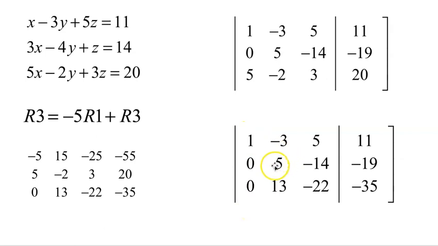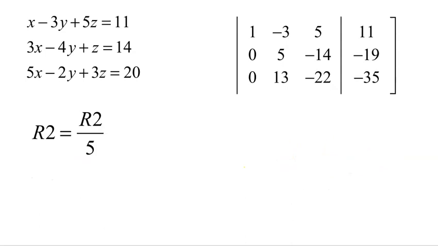The next thing I need is a 1 here where there is a 5. So how do I turn a 5 into a 1? Divide the entire row by 5. So my new row 2 will be the old row 2 divided by 5, which will bring in fractions, which a calculator will certainly help.